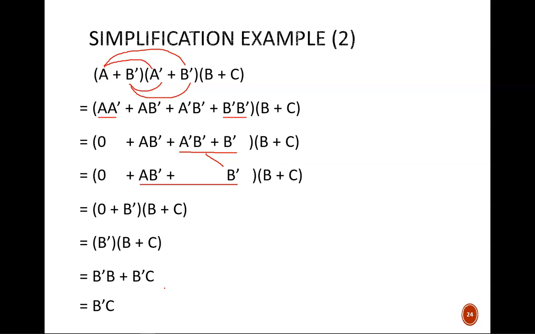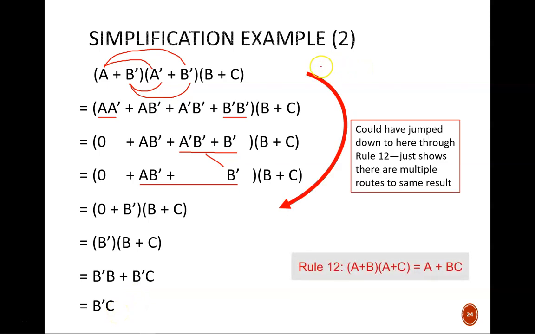A lot of steps for sure, but this nice simple result is worth the effort put in. Note that we could have saved some steps by applying rule 12. Anytime we see some terms in parentheses being multiplied together, we should consider rule 12. But ultimately, we ended with the same final result. This shows that multiple routes can reach the same finish line.